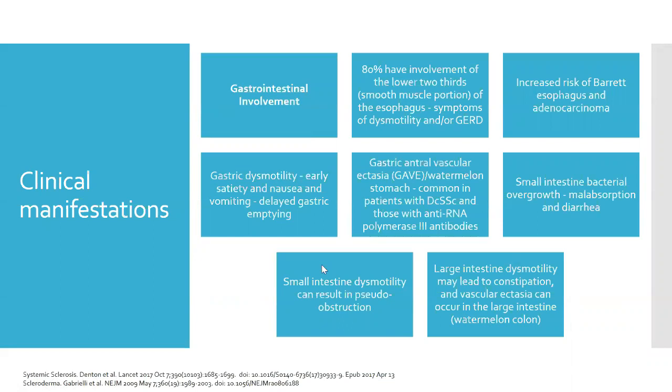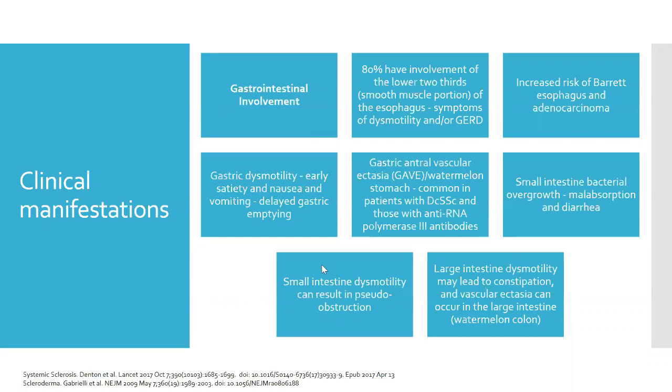In addition, the other organs that are typically involved are the GI and kidneys, along with the lungs. When it comes to GI, the involvement can be quite extensive. Most patients, 80% of the patients, can have involvement of the distal esophagus presenting as dysmotility and GERD. They are at increased risk for Barrett's esophagus and adenocarcinoma.